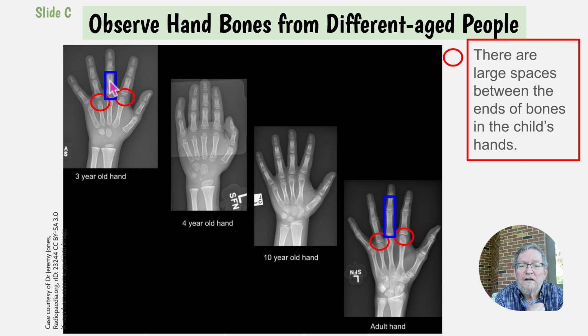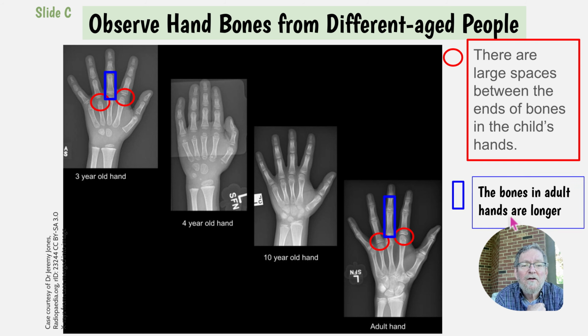We look at individual bones and they get longer. The bones in the adult hands are longer. In each age, their bones are a little bit longer compared to each other.